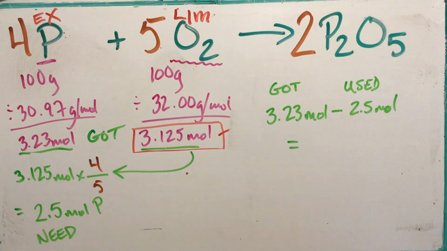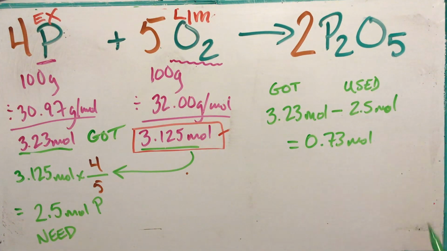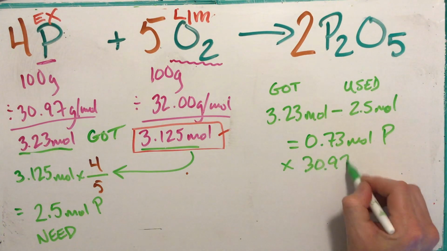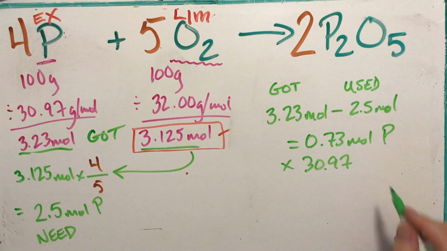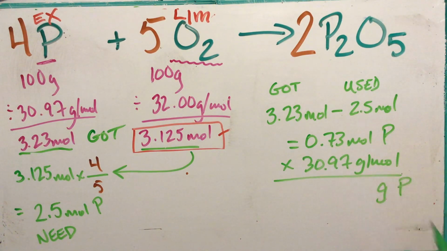Sorry, I can do this different. I'm going to do this the same way. All right, so I'm going to show you two ways of doing this. One is this way. So I take 3.23 and I subtract 2.5, and that equals 0.73 moles of the phosphorus that's unreacted. And then I simply multiply that by 30.97 grams per mole, and that will give me grams of phosphorus.